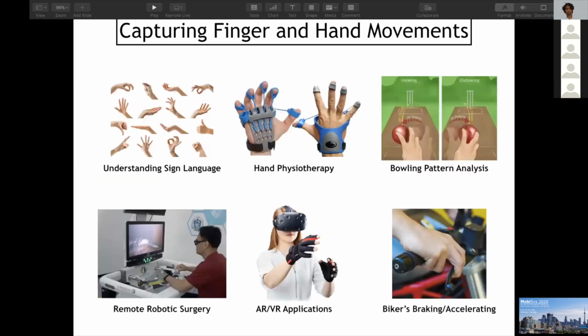So as you all know, capturing finger and hand movements can be very useful in a wide range of applications, as you can see, like understanding sign language and AR/VR applications. But there are several unexplored areas, like analysis of bowling patterns and so on. They require precise joint motion measurement for the analysis.